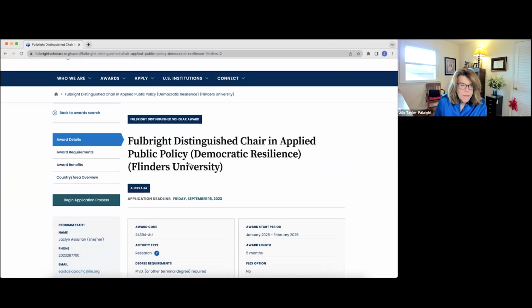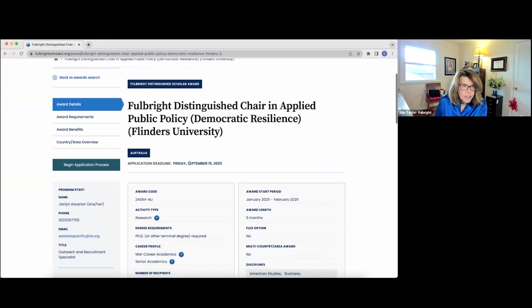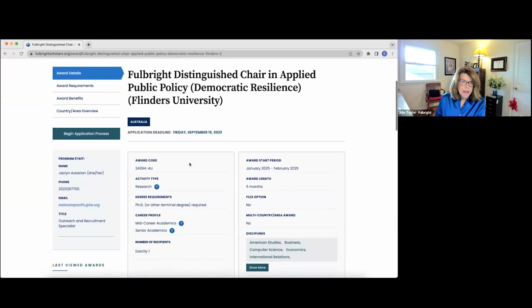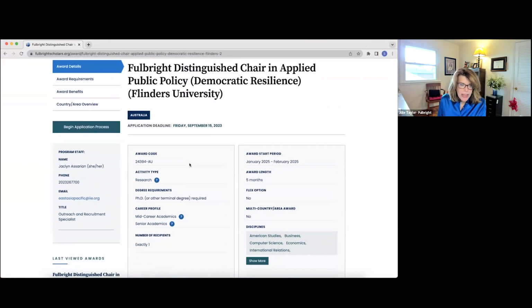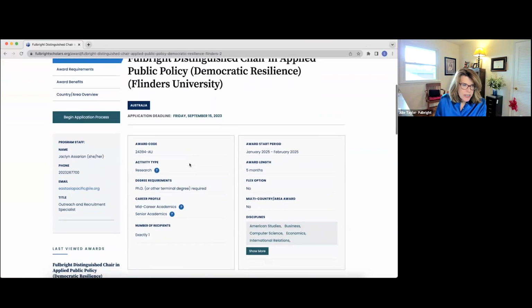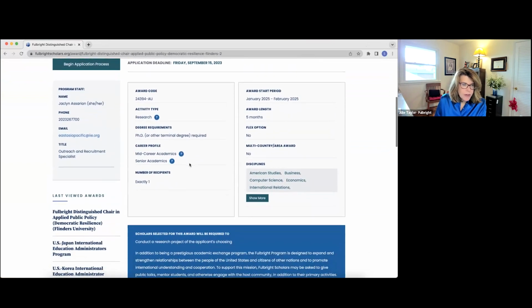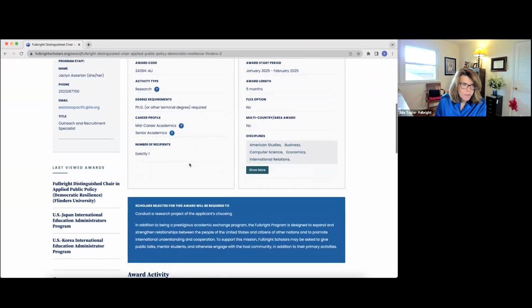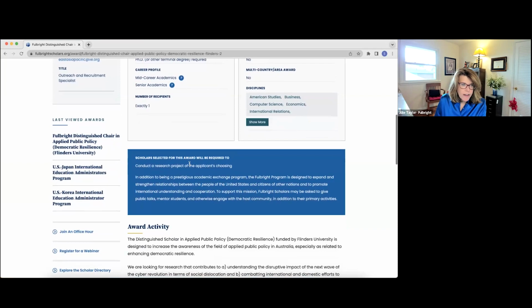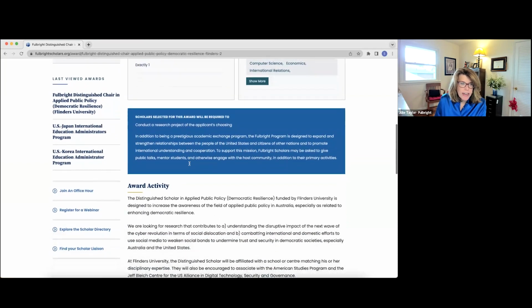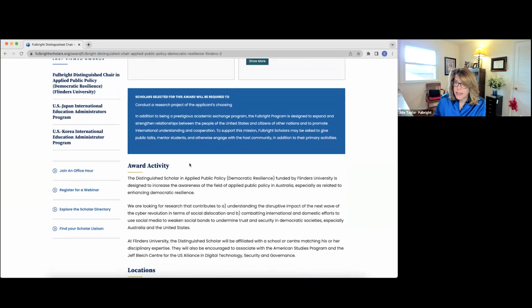So if you scroll down just a little, okay, so you see over on the left, we have the program staff person. And if you could scroll down a little more, Sarah, we have down here, going further, join an office hour, register for a webinar, explore the Scholar Directory. That's where I was saying you could find people maybe for more information on that award or place, or trying to get your kids in school in Finland. You know, they can answer all sorts of questions.